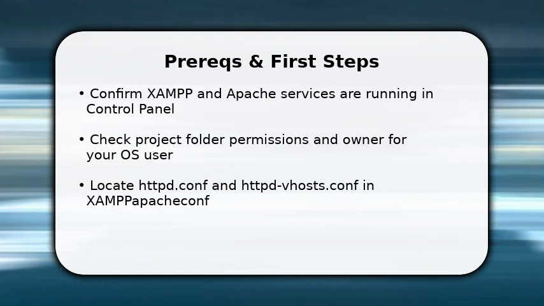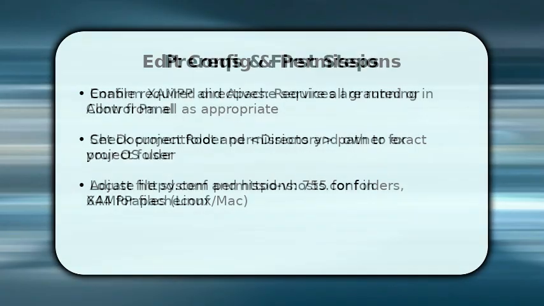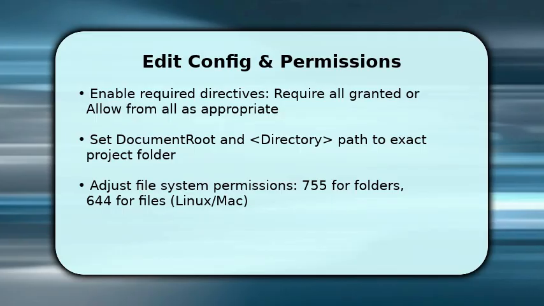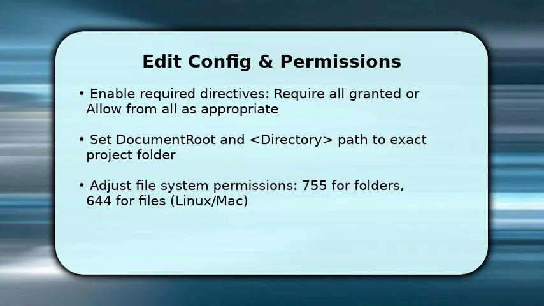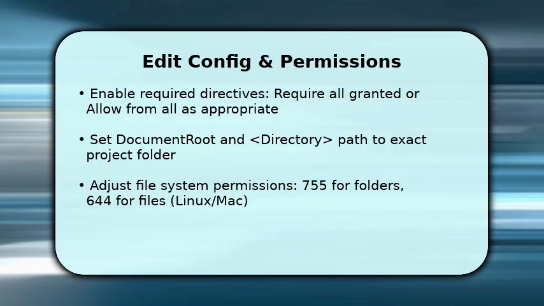Now edit the virtual host and directory blocks. Replace any Deny from all with Require all granted in Apache 2.4 style, or add matching Allow directives if needed. This explicitly permits requests. Confirm document root and directory paths match your project location to avoid mismatches that trigger denials.